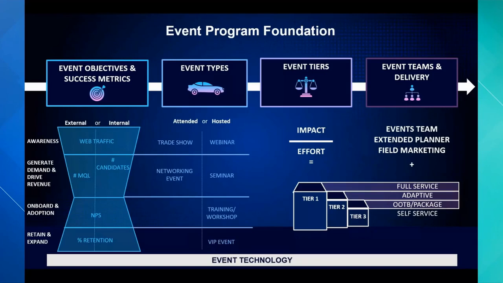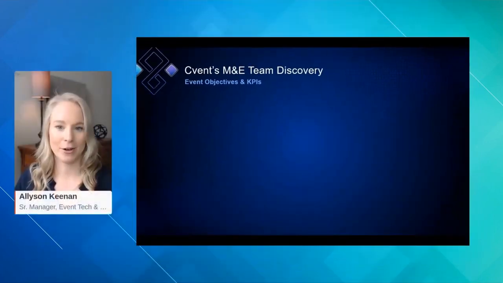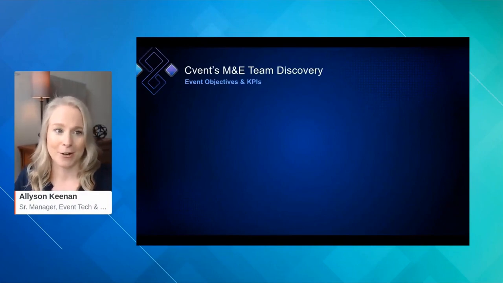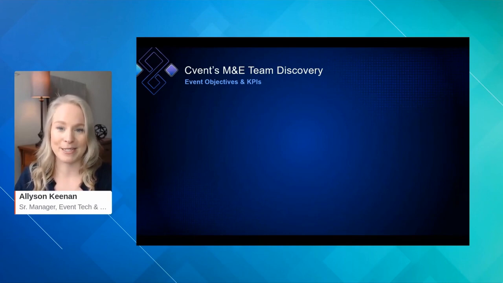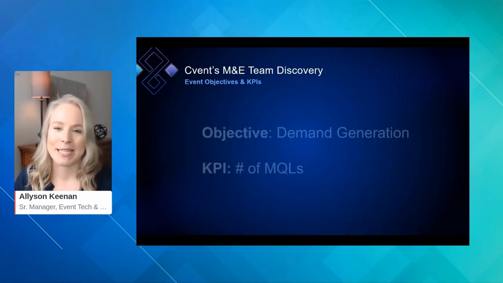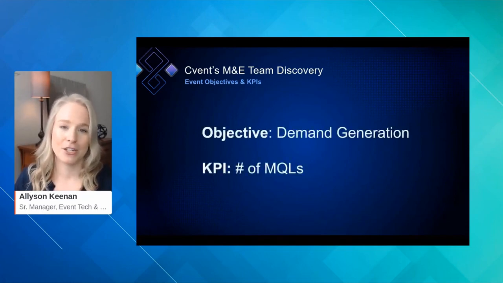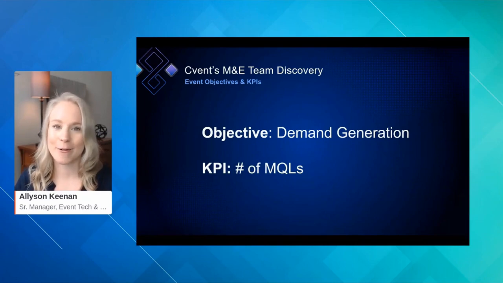Now, I know this is a lot to take in, so for the focus of this conversation and this webinar, we're going to look at event objectives, success metrics, and the event types. And what better way to walk you through our experience than with a quick before and after look at where we started and where we are going. Starting with event objectives and KPIs. The first question we asked our stakeholders when we met was, what are the different reasons we do events and how are we measuring success today? And we got a resounding demand generation, and we're going to use number of marketing qualified leads.